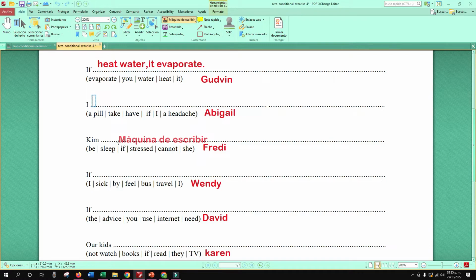What about this one, Abby? Number 2. Yes. I take a pill if I have a headache. Perfect. I take a pill if I have a what? A headache, right? Headache. Okay. Yo voy a tomarme una pastilla si yo tengo dolor de cabeza. Entonces, first the result. ¿Qué voy a hacer? Tomarme una pastilla. Then the condition, if I have a headache, right? Excellent, perfect, Javi, thank you.